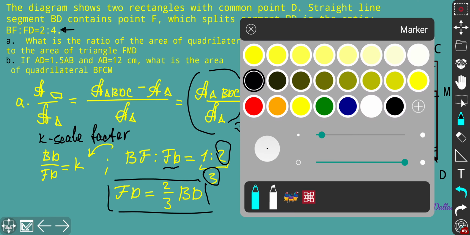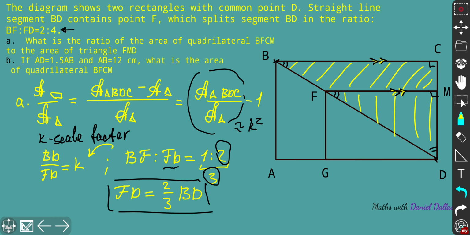And right now, if we plug that into the ratio BD to FD, expressed in this way, we get that BD to FD represents the ratio 3 to 2. We simply plug in FD as 2 over 3 BD, cancel that, and reverse the fraction 2 over 3. So we've got this ratio, and that's why this is the scale factor k. So k squared is going to be 9 to 4.